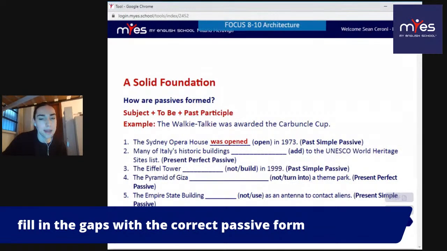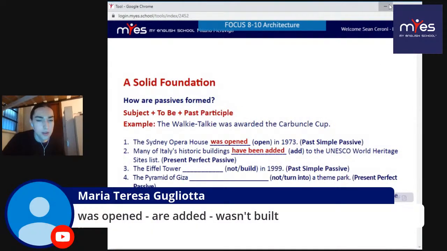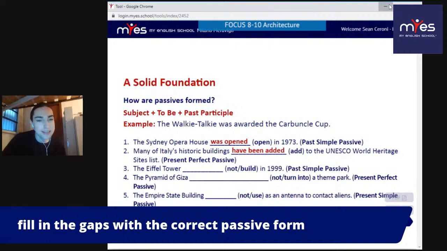Was opened, past simple passive. Have been added. I think, oh no, Mary, you had are added. So it's the present perfect passive. The present perfect, have or has been, and not present simple. Maybe you misread what was in the brackets. So has or have been added. And then wasn't built. Yes, very good.